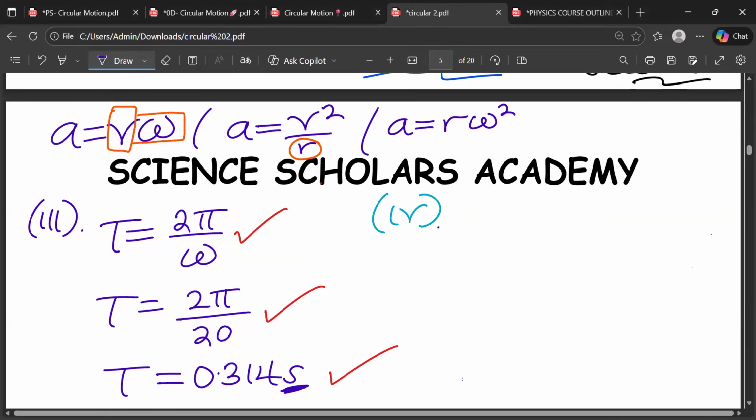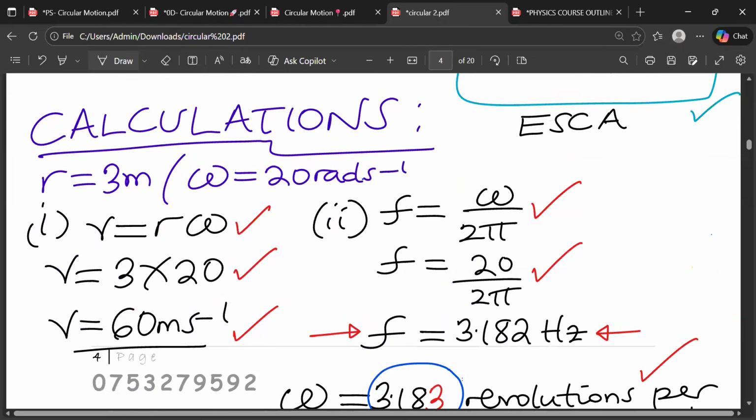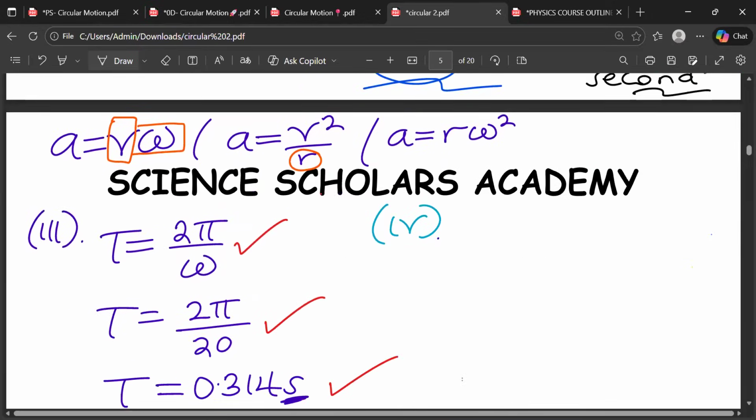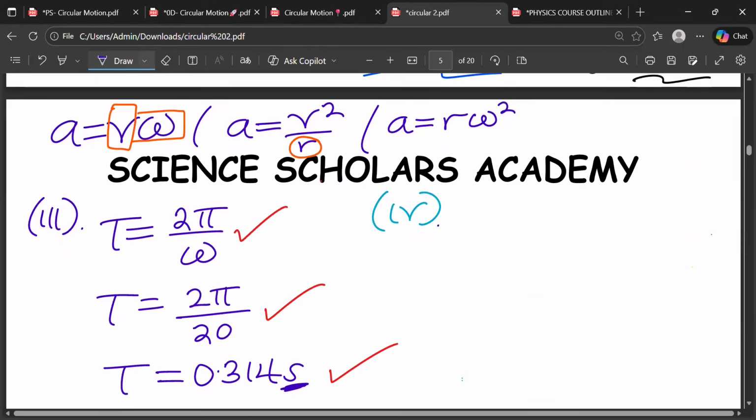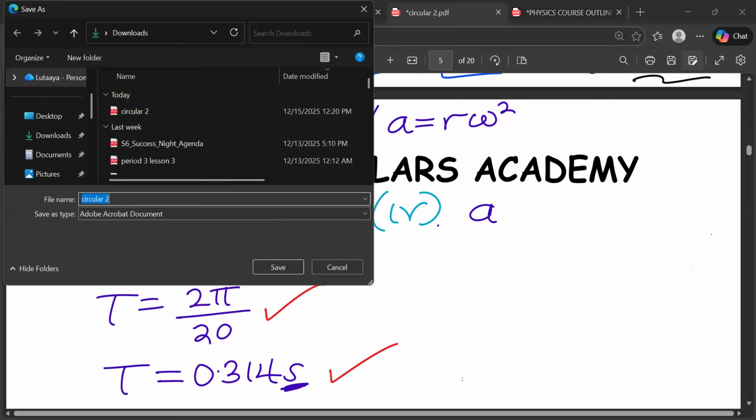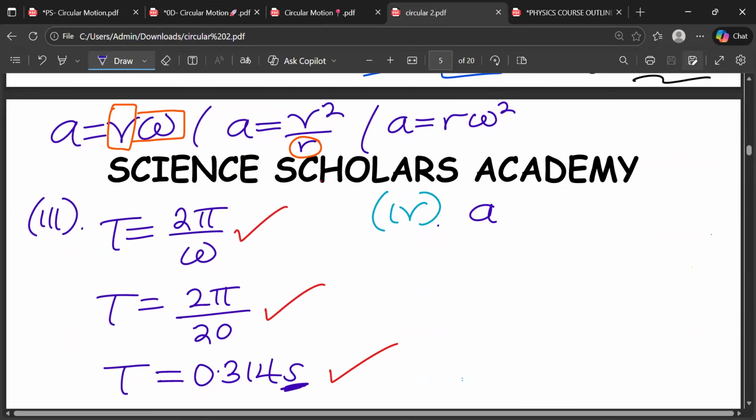So for me, let me choose, since the question provided me with R and omega, I'm going to use the third, because I'm going to use exactly what the question provided. I may not trust my answers. So I'm going to say my acceleration is omega squared R. Acceleration is omega squared R, like that.